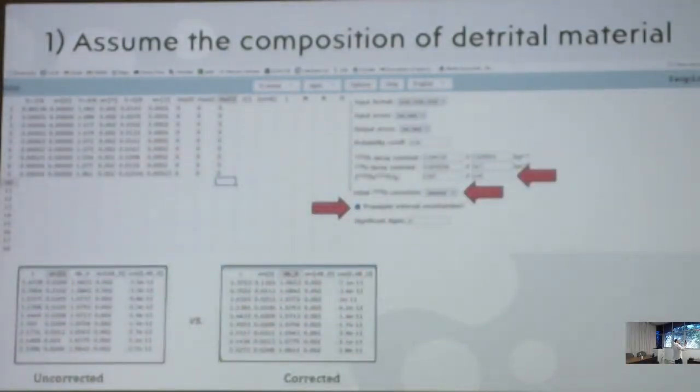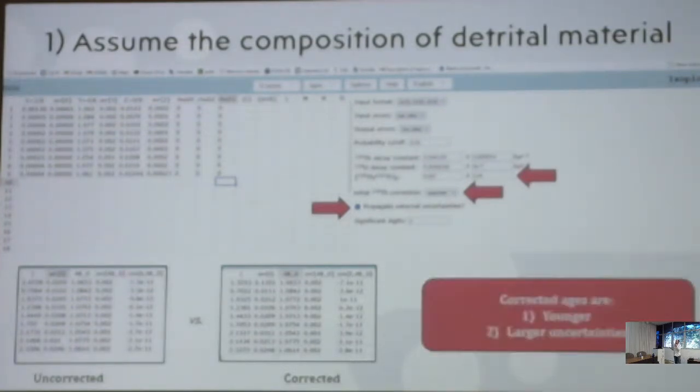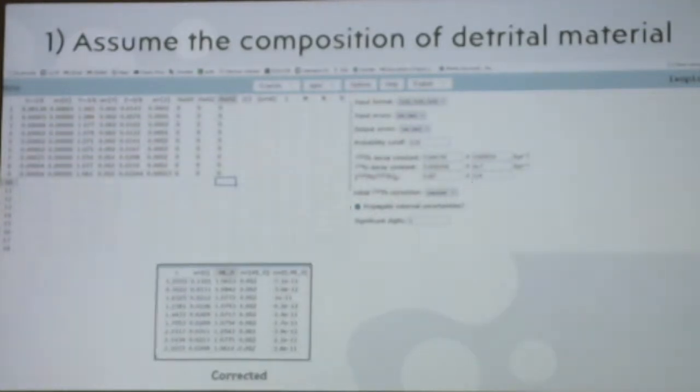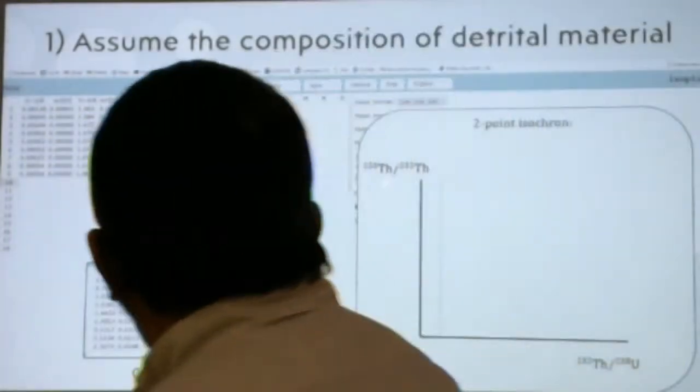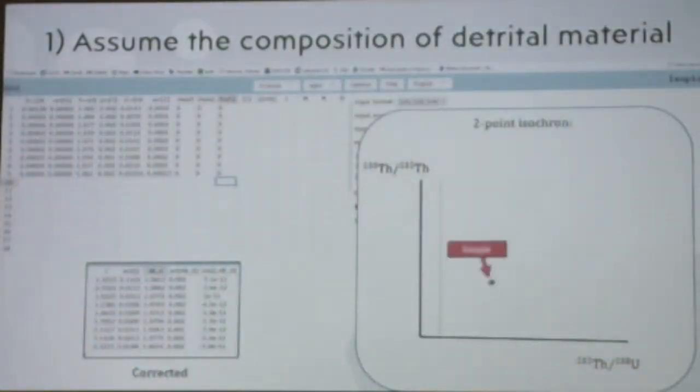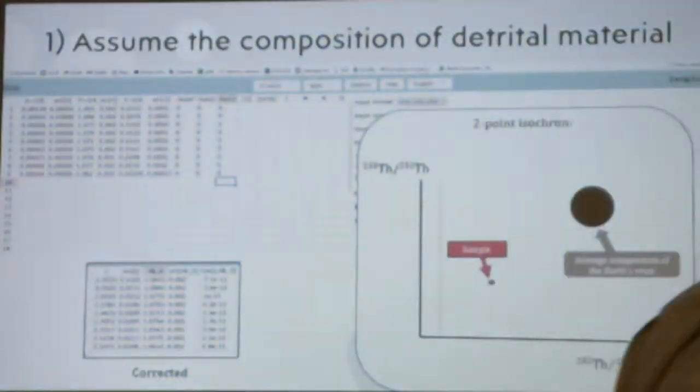Why? Because we have subtracted the detrital thorium. There are two things. The corrected ages are younger because of that, but they also have larger uncertainties. And why is that? We have a 2-point isochron, and this is our sample. This is what we are measuring. And this is the average composition of the crust, and this is a big circle.